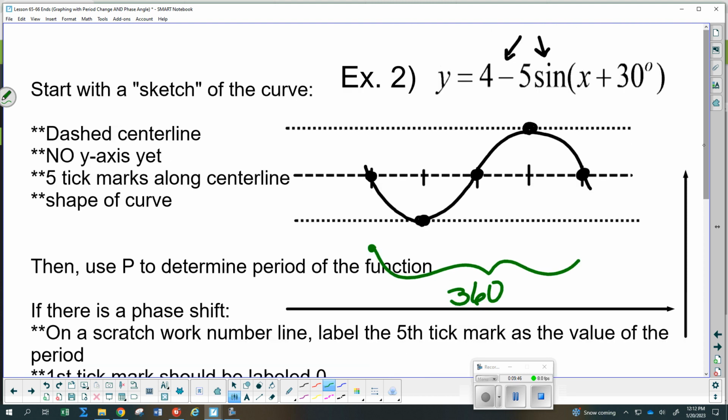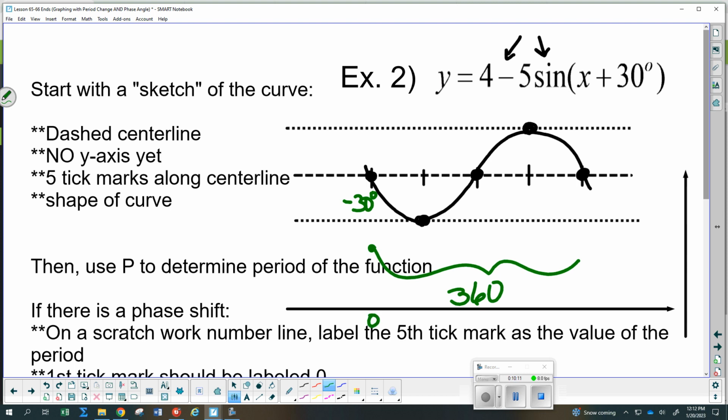However, am I shifting to the left or to the right? To the left. So instead of that first point being at 0, we're moving it to the left. It's now at negative 30, right? So I'm going to make my numbers fit this graph, and I'm going to put a negative 30 degrees on here. Okay, this is scratch work that I'll cross out or I'll erase.